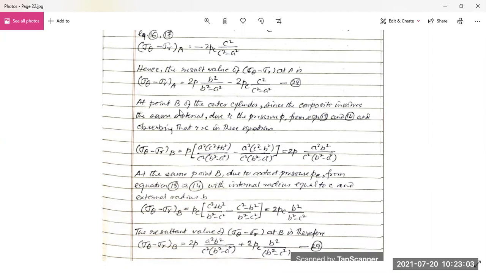Now, what we have done so far is that at the point B of the outer cylinder itself, the composite involved is of the same material. The pressure P from equations 13 and 14, if we put R equal to C, what we have seen is that R equal to C means the outer cylinder. So what will happen? Just a second.